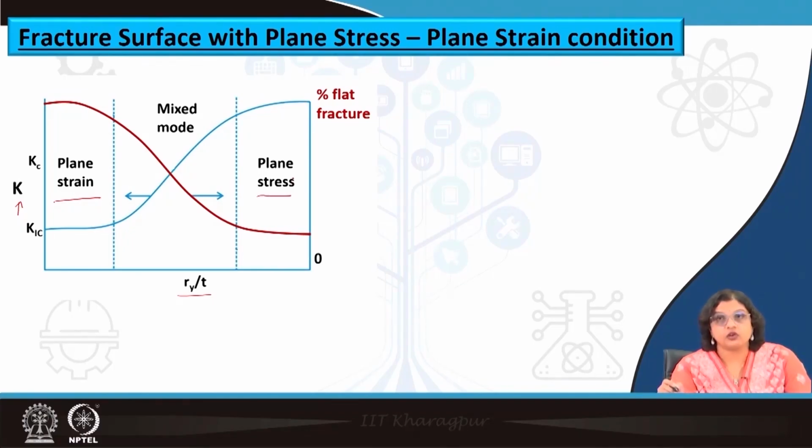Fine. Now, if we look at the fracture surface, there is another trend that we are going to see. For the case of plane strain condition, which means the thick plate, it fails in a brittle fashion because there is not enough plastic deformation; the plastic zone is very restricted.